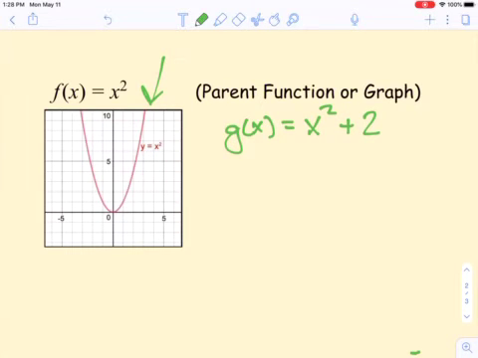Let's see what happens when you do that. If you put 0 into x squared, you get 0. Now that we're adding 2 to it, you put 0 plus 2, and that gives you a point right here. If I put 1 in, it would be 1 squared plus 2, which is 3. That gives me a point right here. If I put 2 in, that gives me 4 plus 2, which is 6, so I'm at the point (2, 6). And if I put 3 in, that's 9 plus 2, so that's 11. That's going to put me up here.